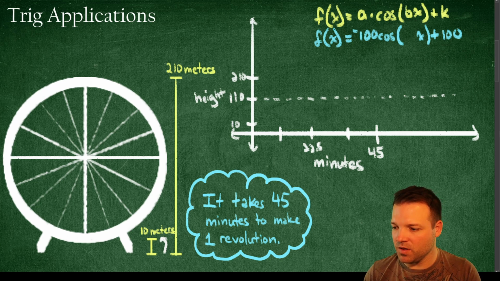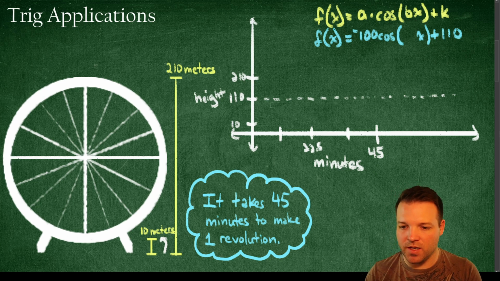And let me fix my K over here. This is 110 as well. 110. There we go. Sorry about that. All right, but anyway, let's go ahead now and start graphing this.